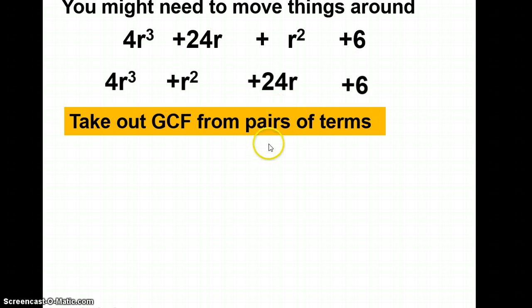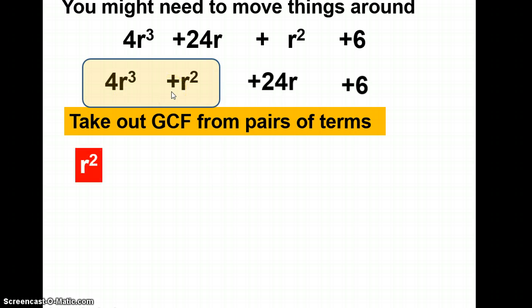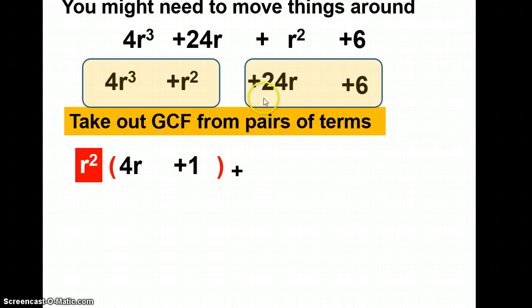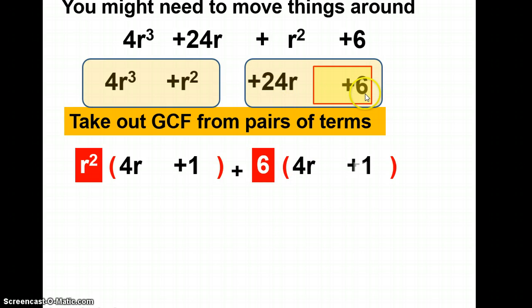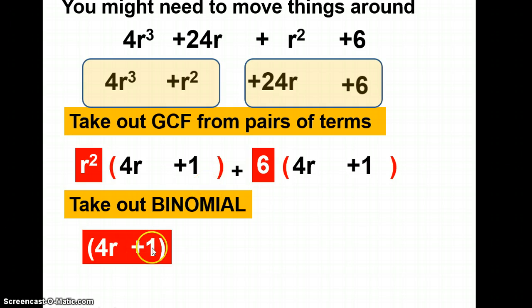So I just want to give you a little bit of practice. So I'm going to go through this rather quickly, and then I'll go for a few more in the next video. So what can I take out of both of these? R squared, and I'm left with 4r. I'm left with 1. Out of these two, I can take out a 6 because they're both multiples of 6. 6 goes into 24 4 times, and 6 goes into 6 once. I can take out the binomials here. 4r plus 1 and r squared plus 6. We'll continue on in the next video, and as always, happy problem solving.